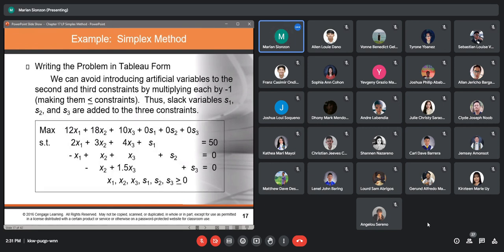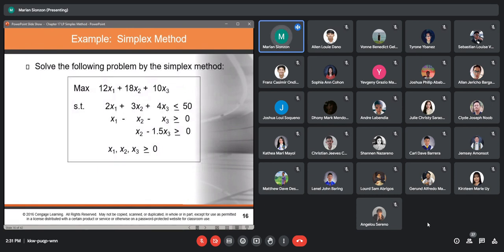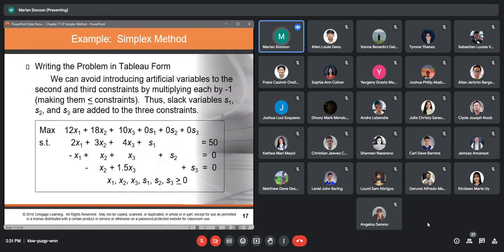What happened? Your x sub 1, you multiplied it by negative 1. Negative 1 plus plus. So it became plus s sub 2 instead of minus s sub 2. Did you get it? Yes, miss.